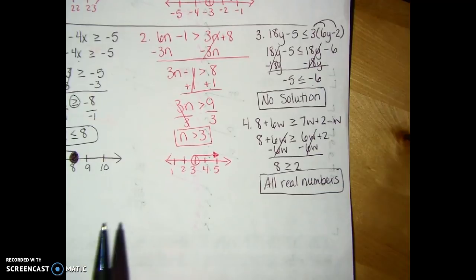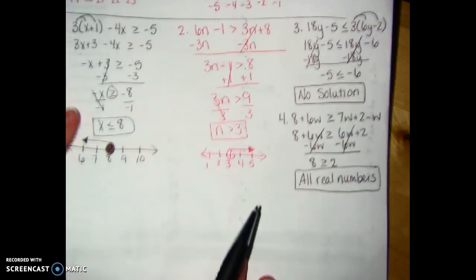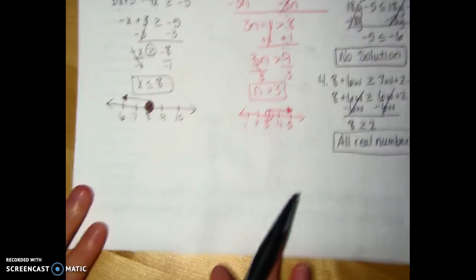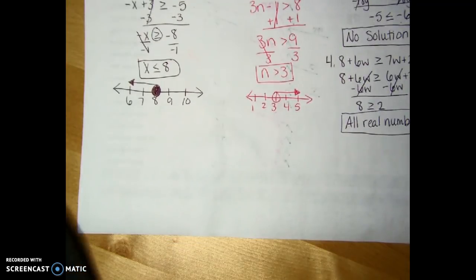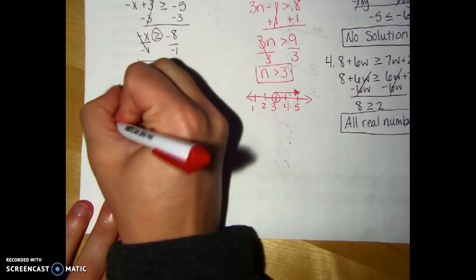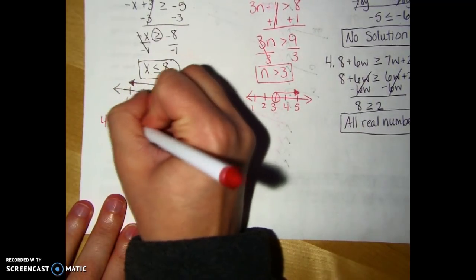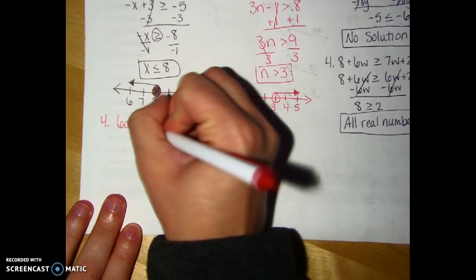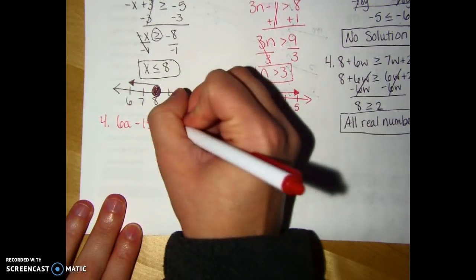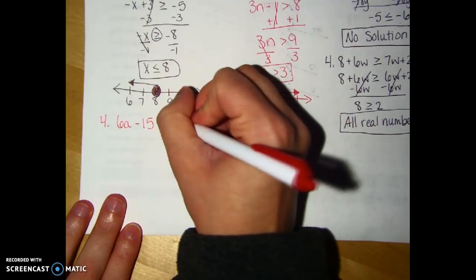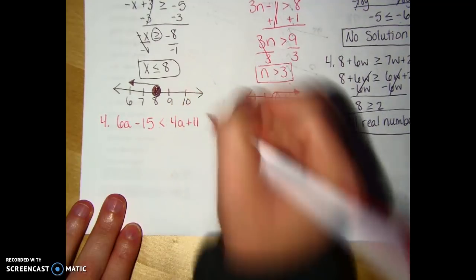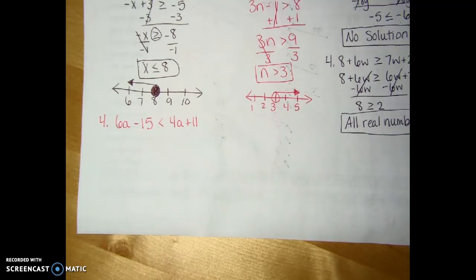So now I have 4 more to do with you, and you're actually going to try these, because I think you're going to get these pretty easy. Let's do this one. This is number 4. Let's do 6a minus 15 is less than 4a plus 11. So go ahead and try this one on your own.